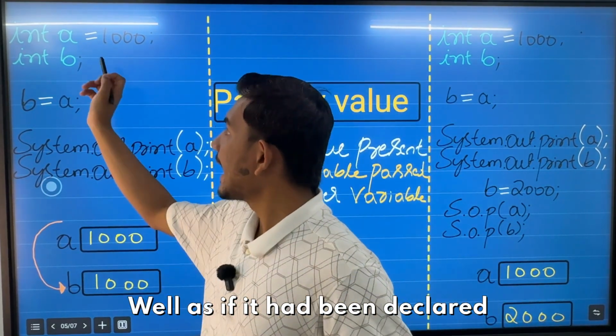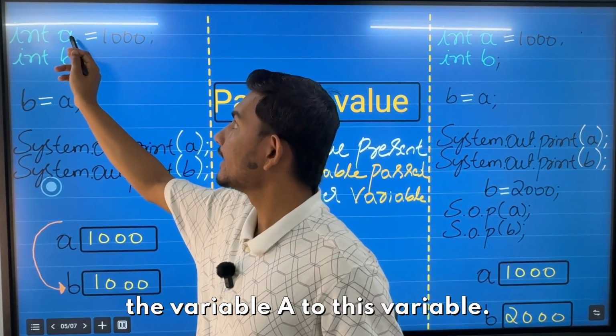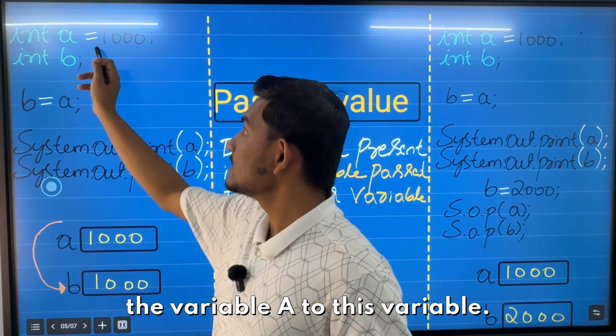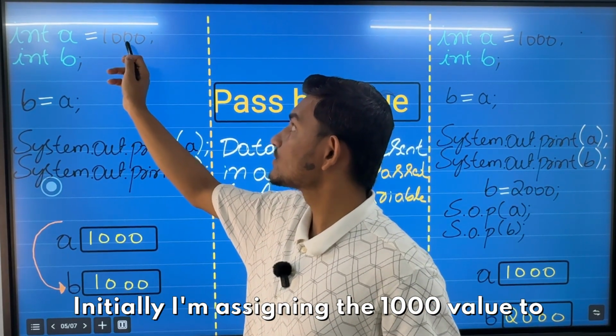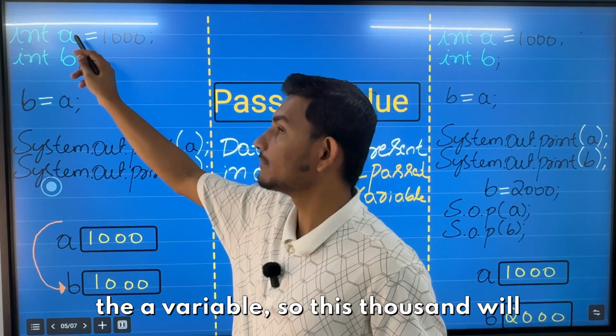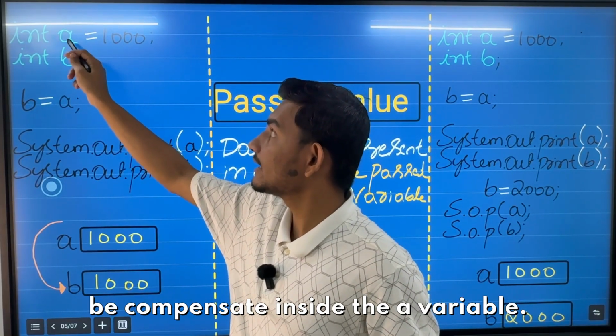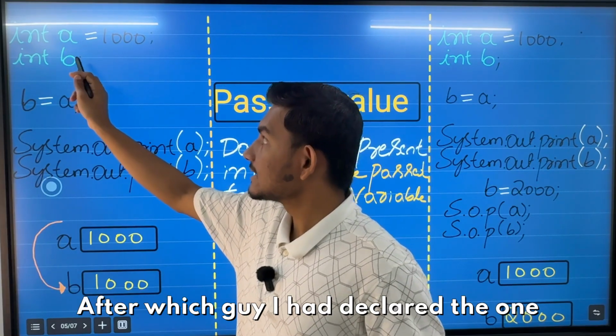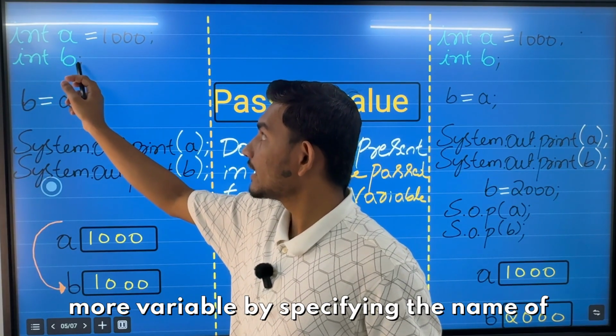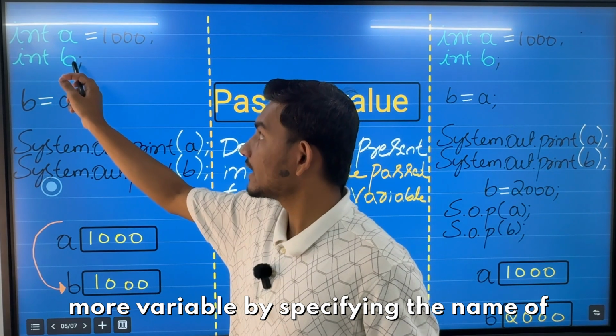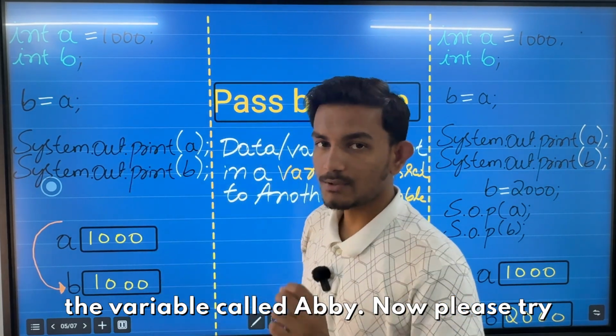Now guys, I have declared the variable a, and initially I am assigning the value 1000 to the a variable. So this 1000 will come and sit inside the a variable. After which, guys, I have declared one more variable by specifying the name of the variable as b. Now please try to understand.